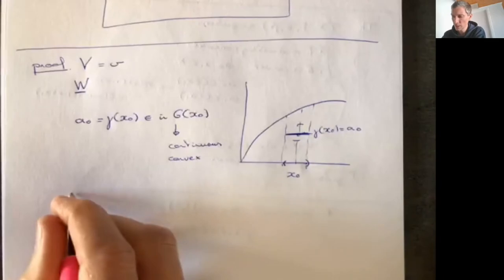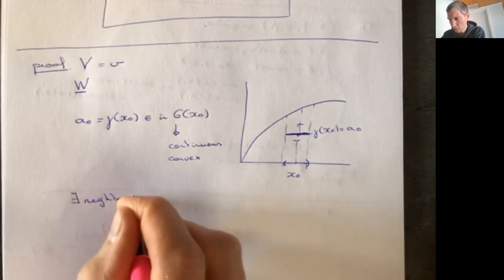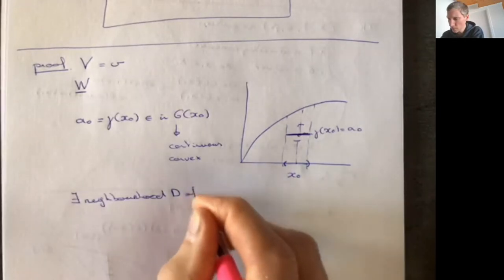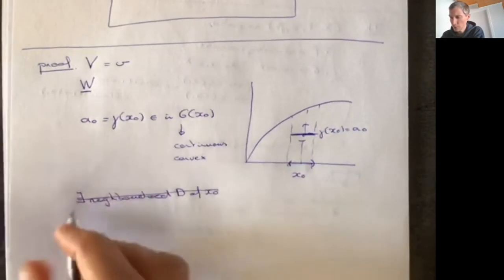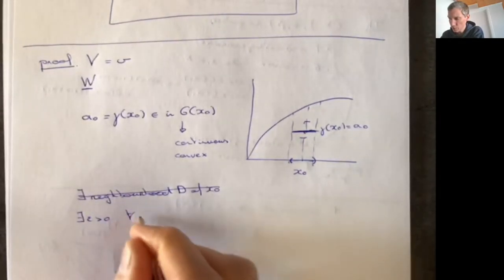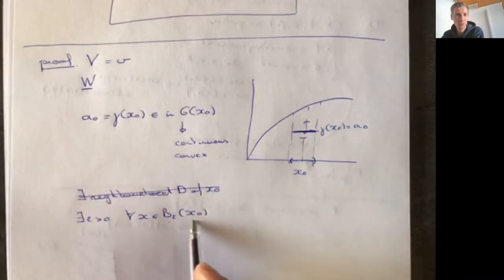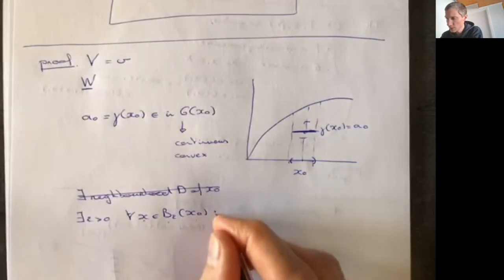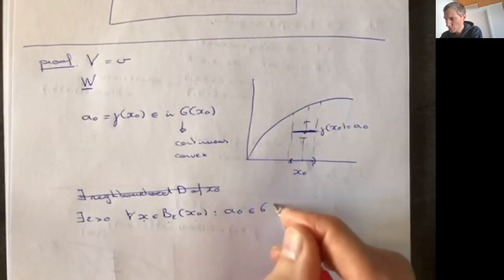Okay, so let me write it down. So there exists a neighborhood, or maybe instead of a neighborhood, I can say there exists an epsilon bigger than zero, such that for all x in B epsilon of x0, so this is the ball of radius epsilon around x0, for every state in this ball of radius epsilon around x0, I have that a0, which is the optimal thing to do at x0, is also in g of x.